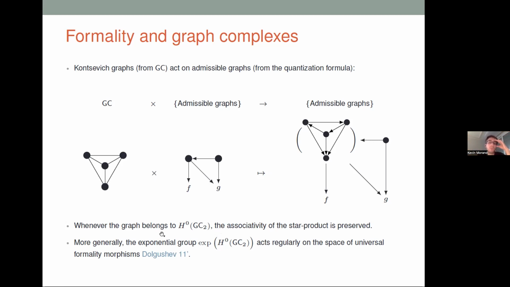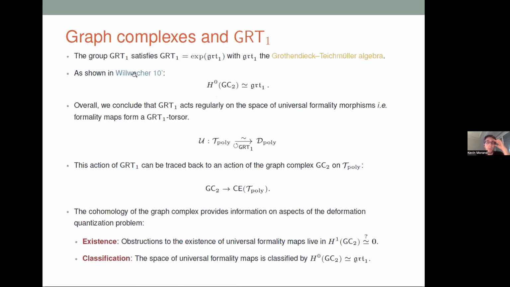We can check that more generally, the exponential group that we obtain by exponentiating this Lie algebra acts in a regular way on the space of universal formality morphisms, so on the space of Kontsevich maps. So the Kontsevich map is not unique. In fact, there is an infinite dimensional space of Kontsevich maps, which is acted on by this particular group. And in fact, this particular group is related to the quantitative mirror group.